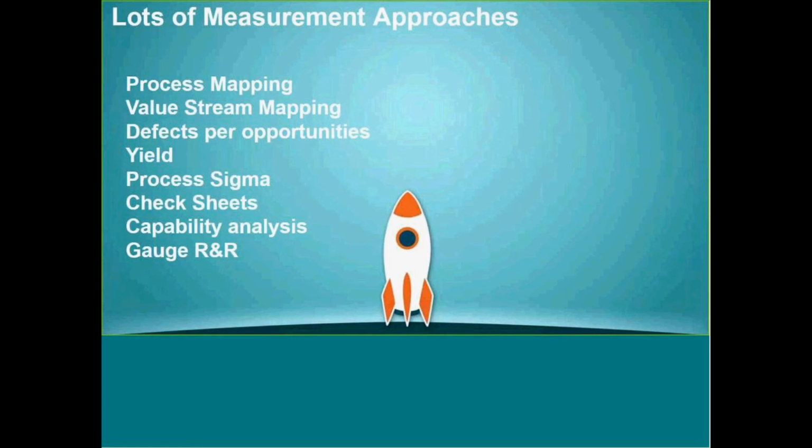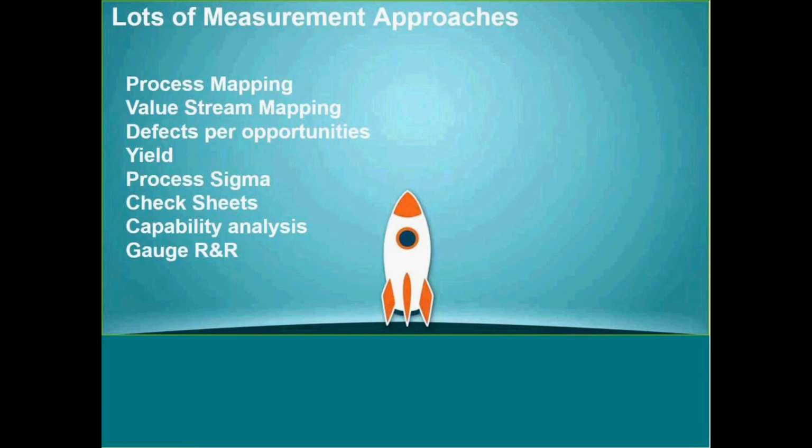Before we dive in, again, lots of measurement approaches. Great opportunity here to start building on your process map and your value stream map. Not going to dive into detail on that here, as we will go into detail on how to create a process map and a value stream map in later sessions. Defects per opportunity, that's another great measurement tool. Your yield, depending on what type of product you're creating. Calculating your process sigma, understanding exactly where you're at as it relates to value and waste.